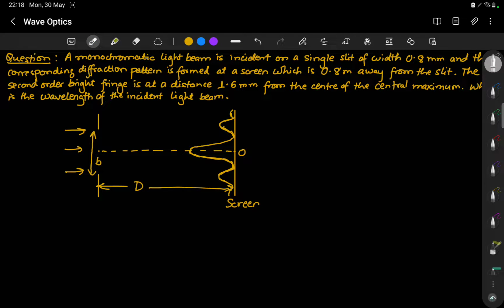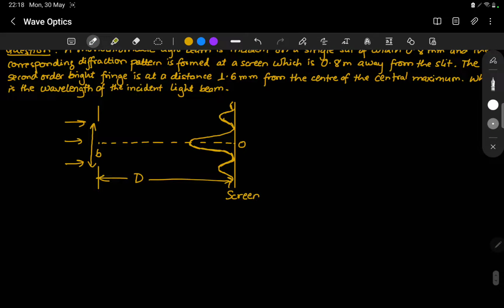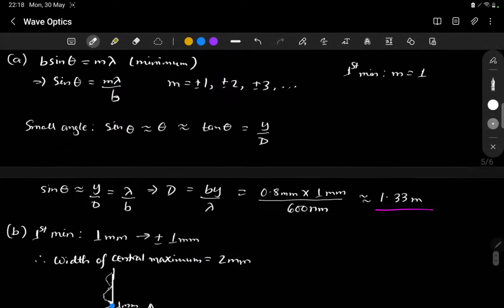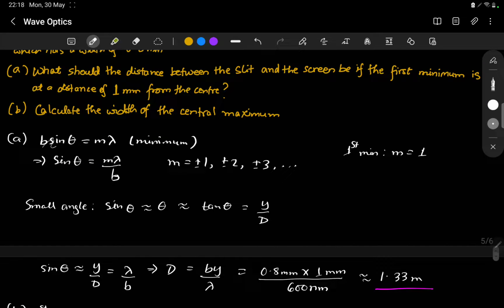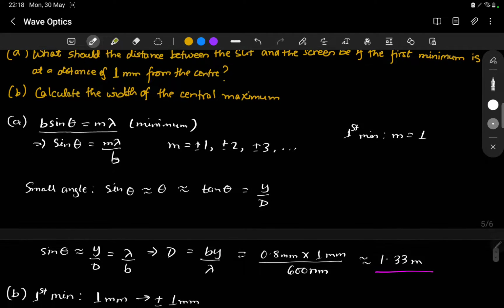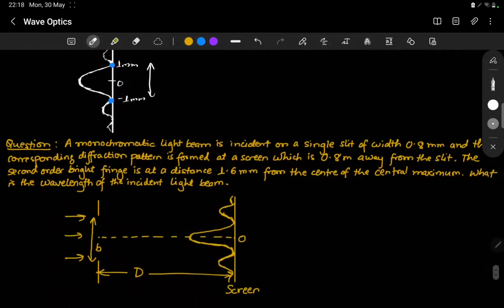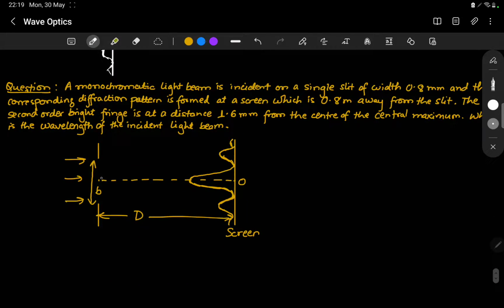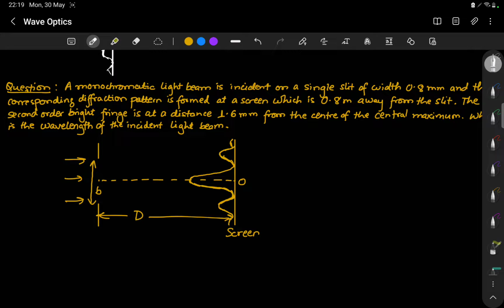So let us now solve the question. For minimum, we saw in the previous video that minimum is obtained when b sine theta is equal to m lambda. Theta is the angle, this angle up to a point P. So we have the condition for minimum. b is the slit width.